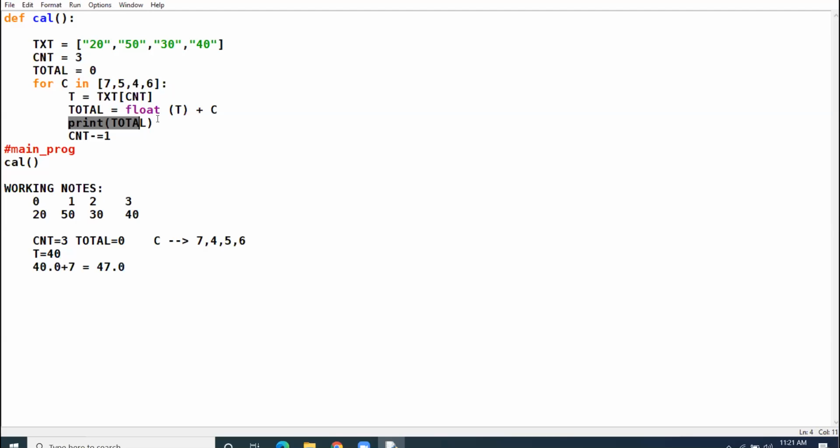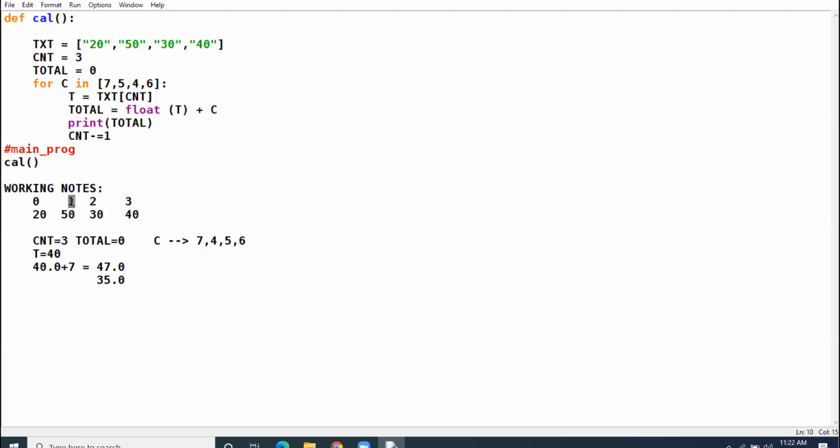So next answer will be, we are picking 30. Now see here, print total. Total is printed. The first answer is 47.0. Count minus 1. Count was 3. 3 minus 1 is 2. So now we are focusing on the second value of index, which is 30. So 30 will be converted to float, and 30 will be added with the next value of C. So it will become 35.0.